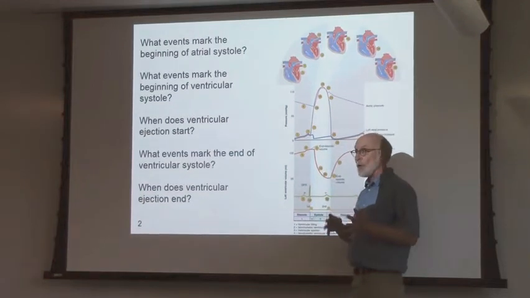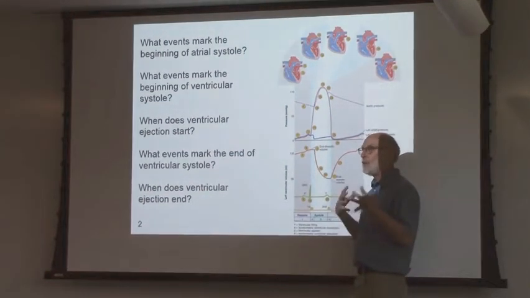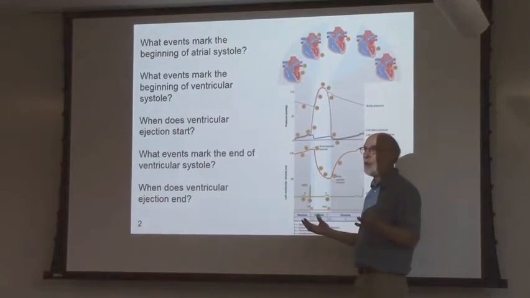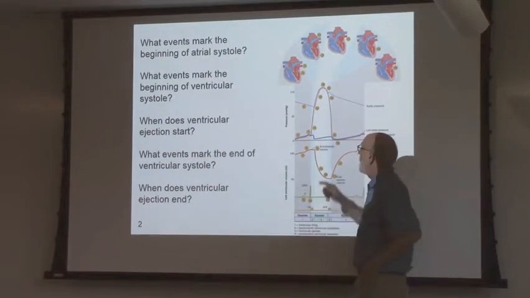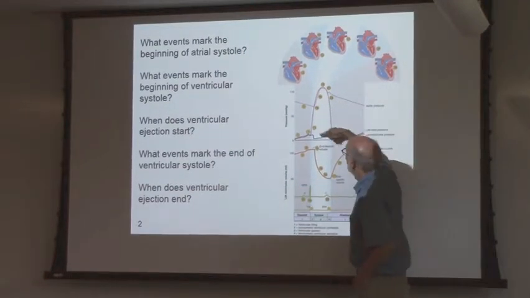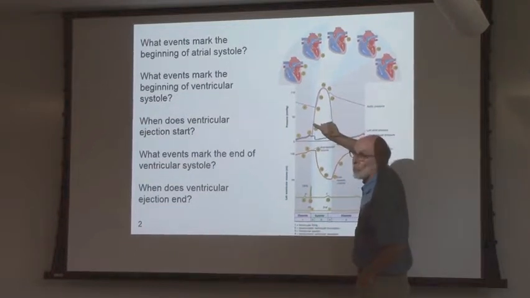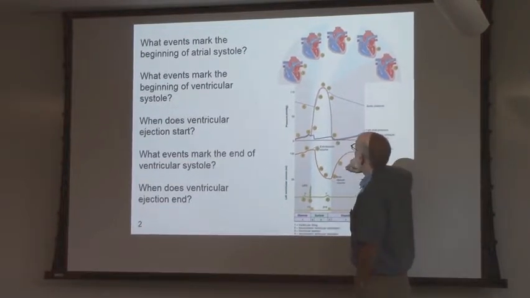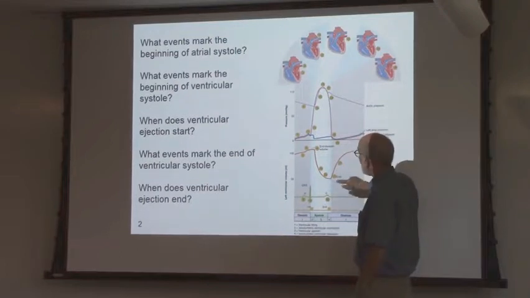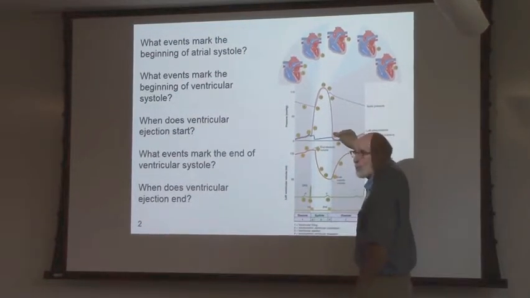So isovolumetric, the volume can't go anywhere. The volume can't be changing because all the valves are closed. The heart is closed, but pressure is increasing. So we can see that here. No change in volume, but a big change in pressure. Right. Isovolumetric relaxation is when there is no change in volume, but there's a big change in pressure.